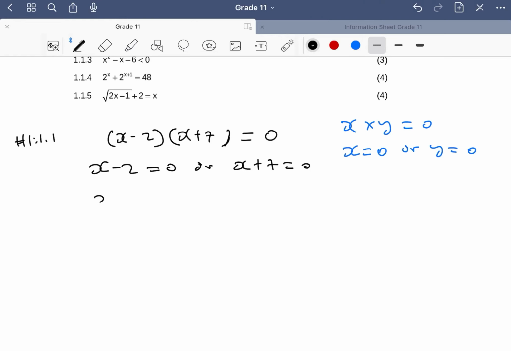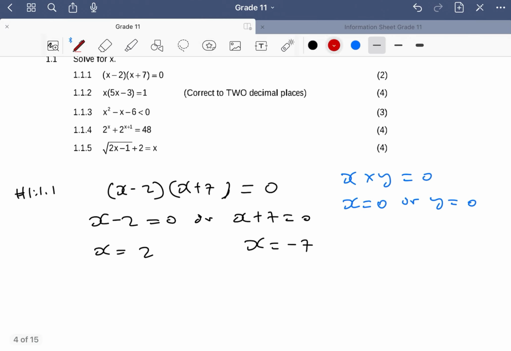And then from here you can solve for x. So what you do is you take this negative 2 and you put it on your right hand side, you change the sign, it becomes positive, so you're going to have x is equal to 2. And then here you're doing the same thing, you take this positive 7, put it on your right hand side, change the sign, becomes negative, so x is equal to negative 7. Boom. So this is how you solve it. You get your 2 marks.